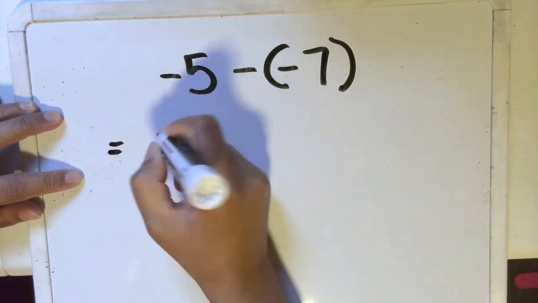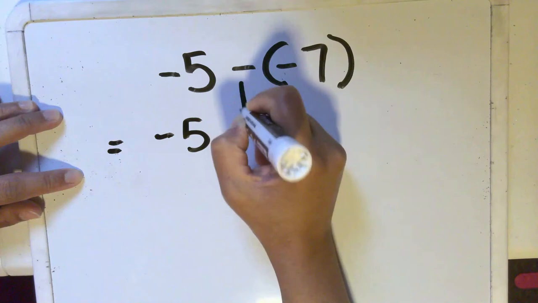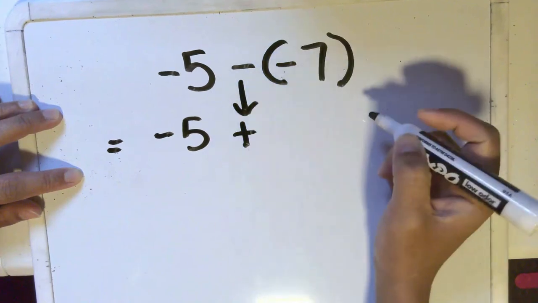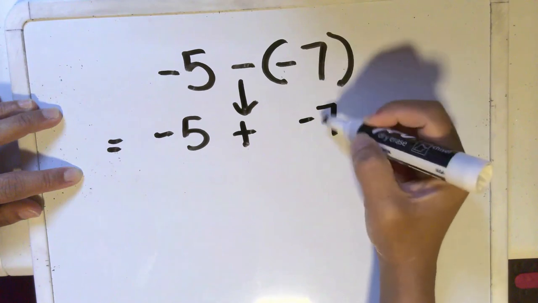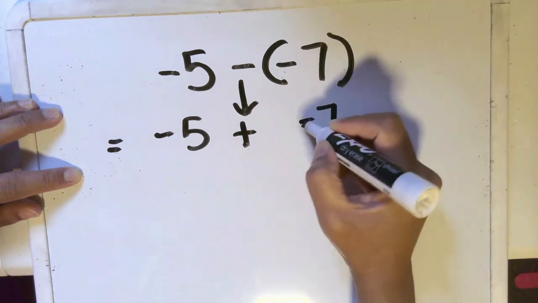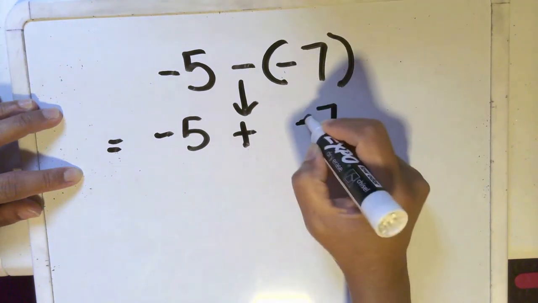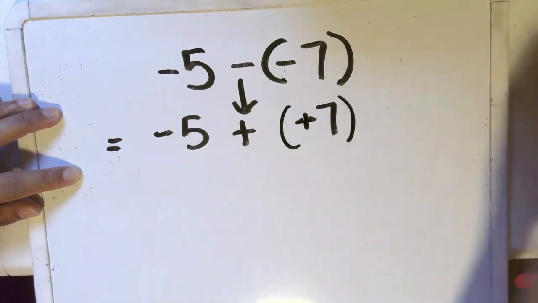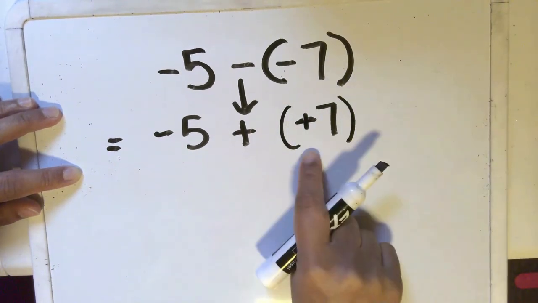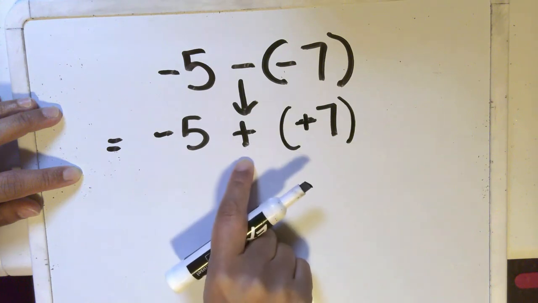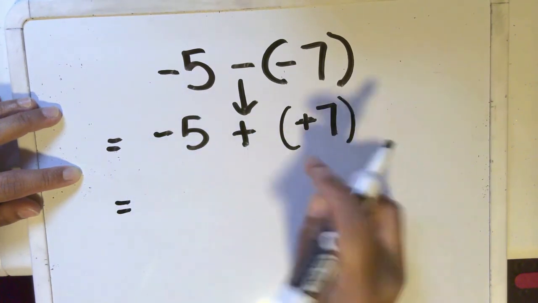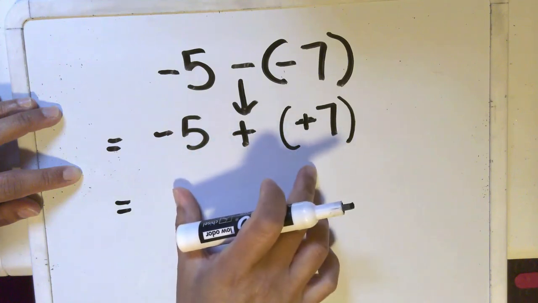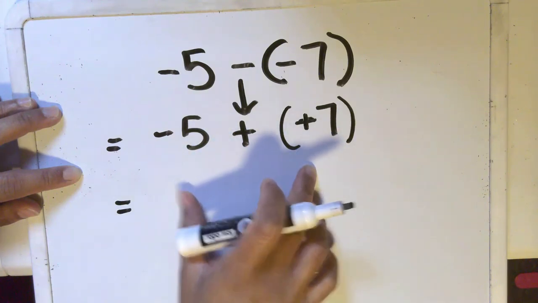This time we have negative 5 minus negative 7. Again, copy the first number, change the subtraction into addition, copy the second number, but change its sign to the opposite. So since that's negative 7, we're going to change it to the opposite. So now it's becoming positive 7. Now, since it's already addition, we can now apply the rule in adding integers. When you're adding integers with different signs, all you have to do is subtract their absolute values.